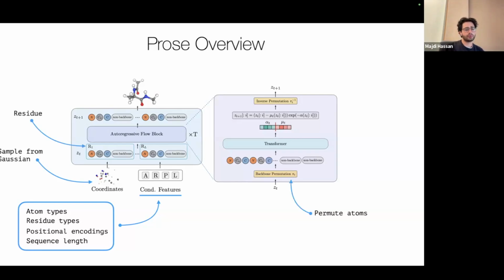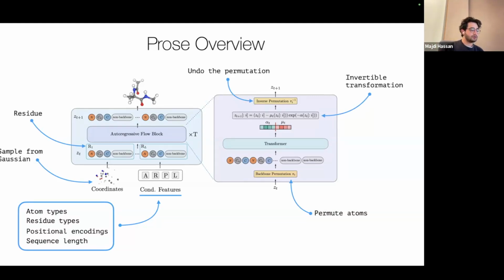Here we have some chemistry-aware permutations that I will describe in the following slide. Essentially we permute these atoms and pass them into this transformer architecture, which provides us these offset and scale values that we saw earlier and performs some affine transformation. Then we undo this permutation and repeat this T number of times to result in a sample from our approximated distribution.